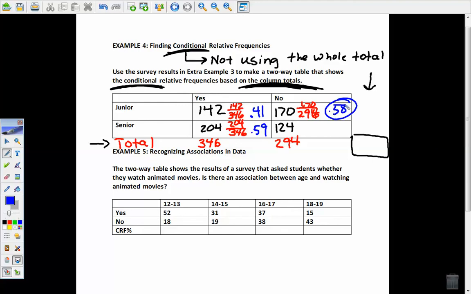And then the last one, we're going to do 124 divided by 294, which is going to be 0.42. And again, these two, this time in conditions, add up. All right. So, conditional probability. Conditional probability is not based on the overall group size total, but it's based on the total in a column or in a row. It's not that bottom right-hand cell value, okay?